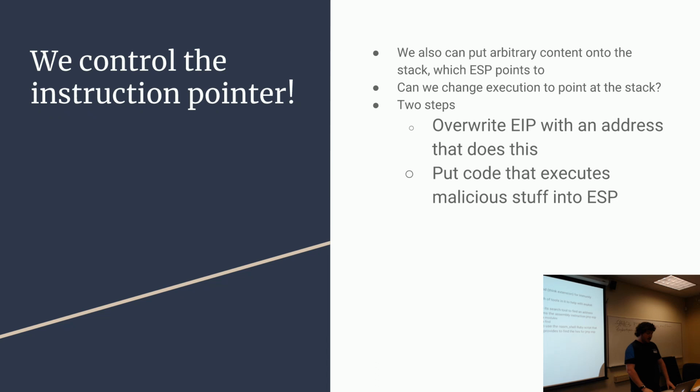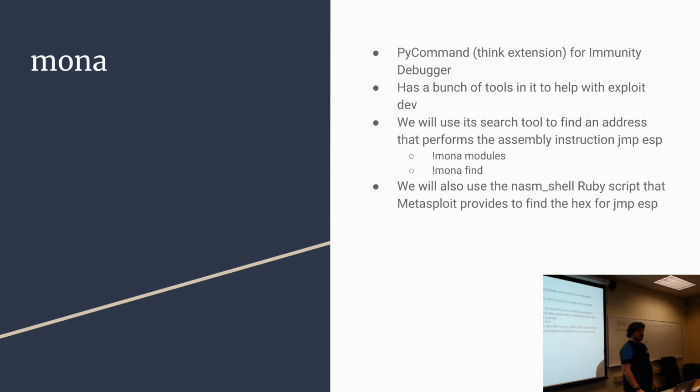So the way we're going to do this is with two tools. The first one is mona.py, which is a py command for Immunity Debugger. Think of it like an extension. This allows us to look through all of the modules that are currently loaded in the program and then also find a string within the program to look for. What we're going to look for is the hex that corresponds to the instruction jump ESP, which is how we're going to actually end up executing our shellcode.